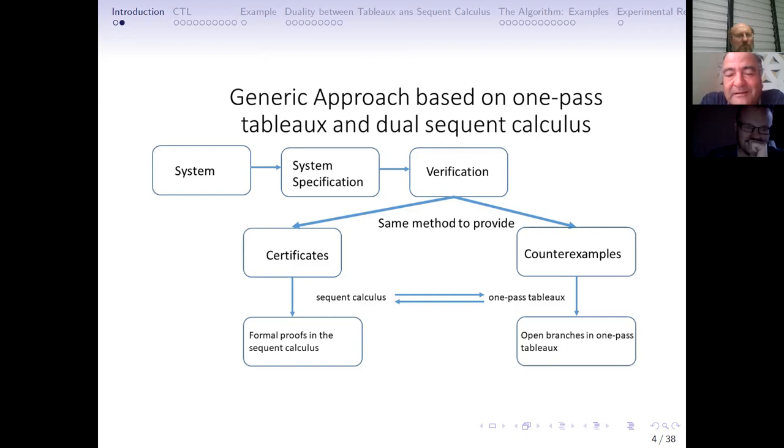show that it's quite an important idea to use the same method to provide both certificates for the verification and counterexamples. For this, we develop a dual framework where sequent calculi are used to provide formal proofs in the formulation of the logic. On the other hand, the tableau technique, and specifically we concentrate on one-pass tableau, and I'll speak about this in a second, gives us a chance to build models which are extractable from open branches.